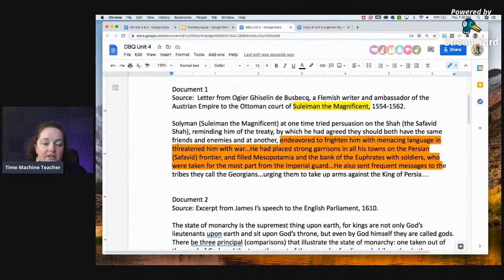You're right, Tabena, the audience is Solomon. But how does knowing that the audience is Solomon change the writing of the document? How does it affect the writing of the document? I think so, Fardeen. He's being pretty respectful. And he does say at the very beginning that Solomon tried persuasion, reminding the Safavid Shah of the treaty that they had agreed on. But then he had to get a little bit more forceful, right? So he's almost justifying the way that Solomon handled this situation.